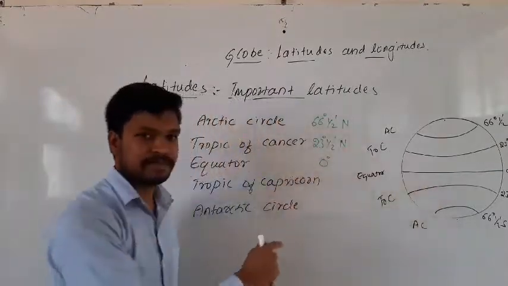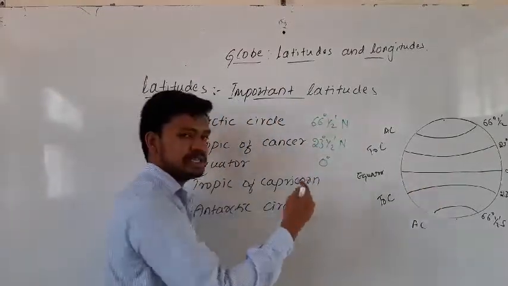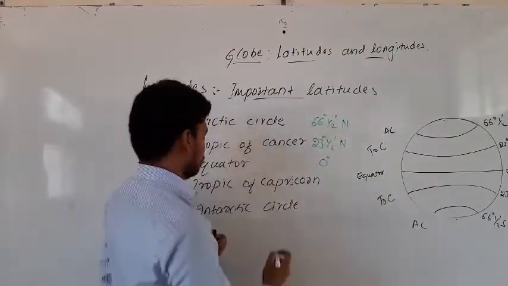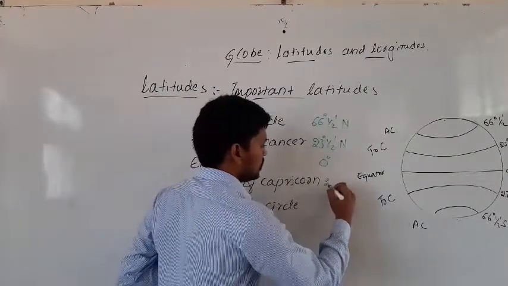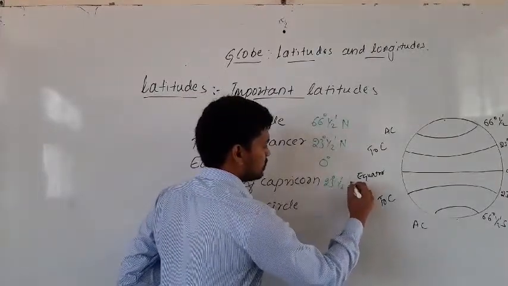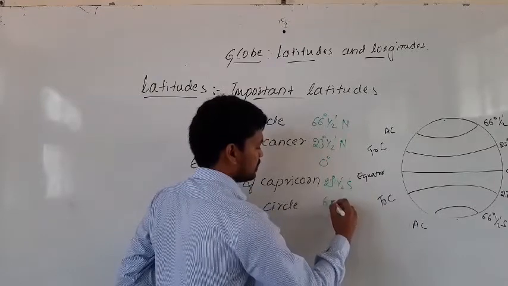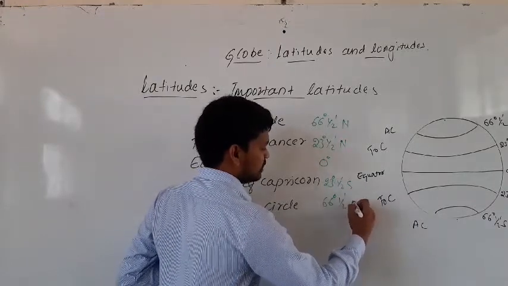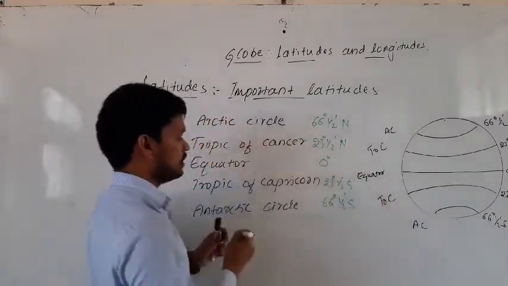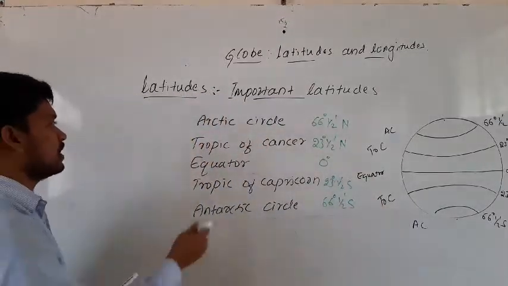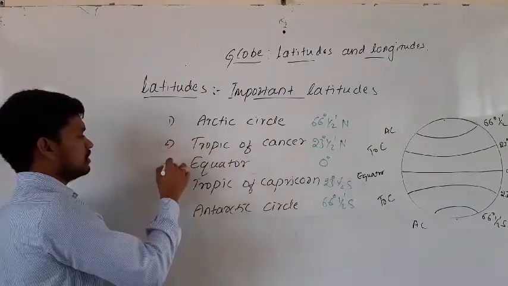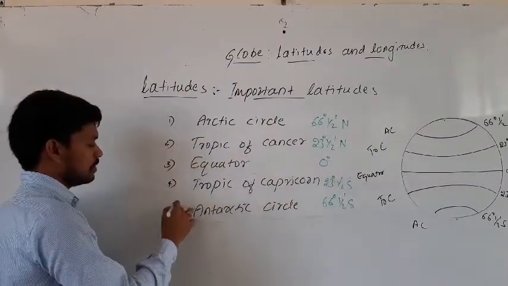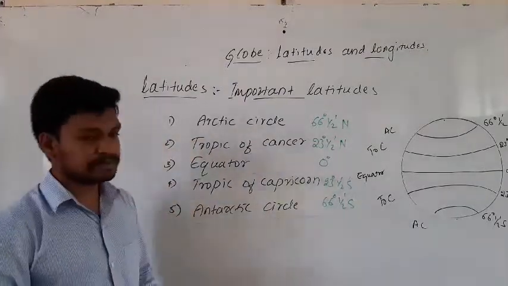Because of the equator, the north and south directions are created. This you can get to know. Then the Tropic of Capricorn's value is 23 degrees 30 minutes south. And the Antarctic Circle value is 66 degrees 30 minutes south. These are the values of the 5 important circles in the latitudes. Write on this.